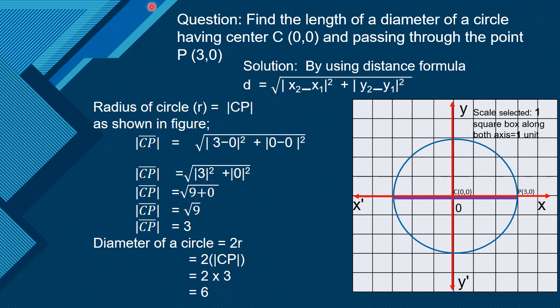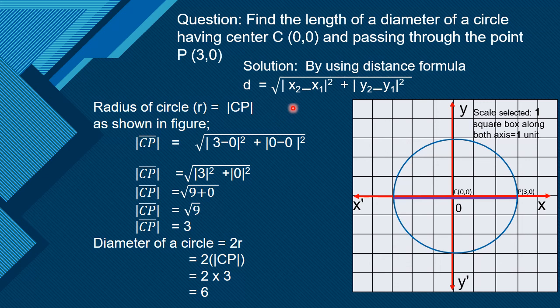So students, here we have selected the scale as one square box along both axes equal to 1 unit. We have plotted these points, that is C(0, 0) and the point P(3, 0). Students, the radius of the circle, that is R, is equal to CP, that is the measure from point C to the point P as shown in the figure. Now applying the distance formula, we will find the radius of the circle.